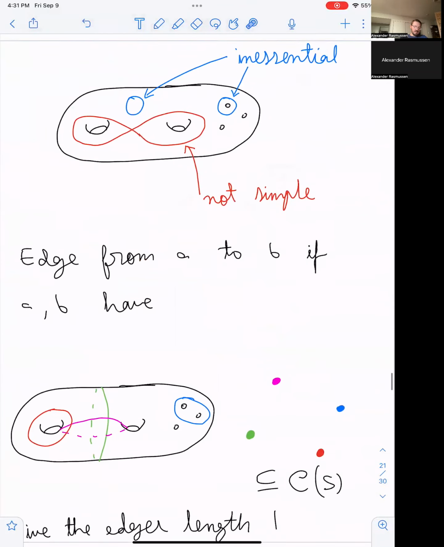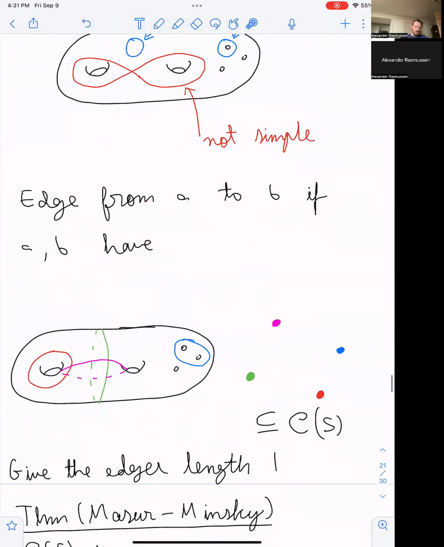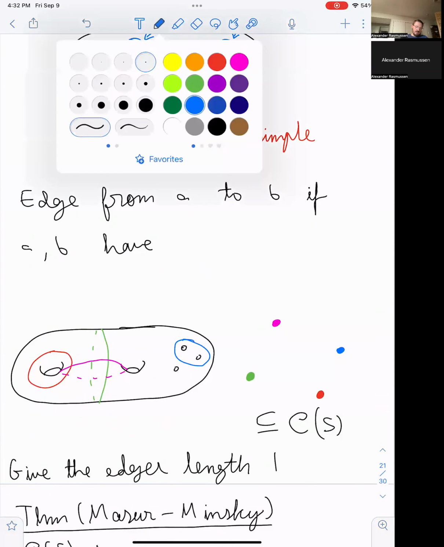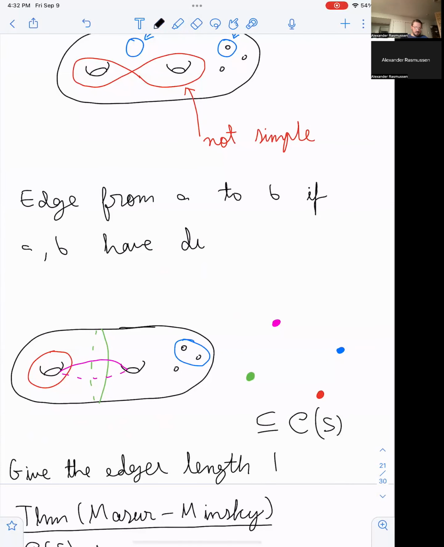What is the edge set? Well, we're going to have an edge from A to B if A and B have disjoint representatives.